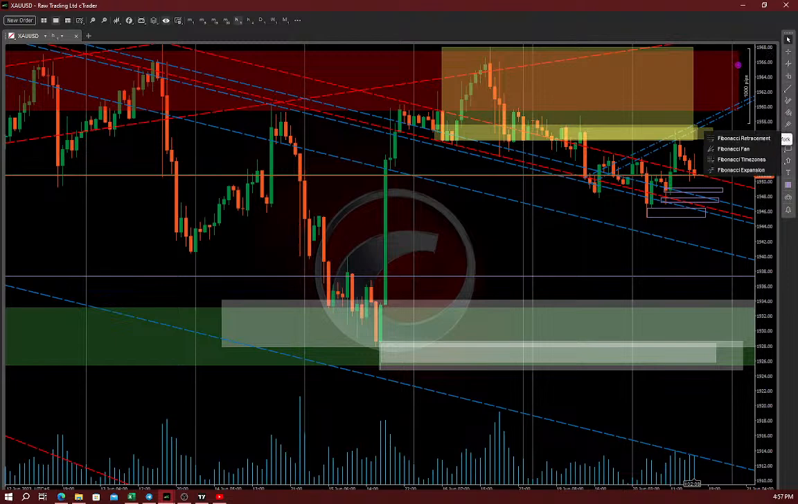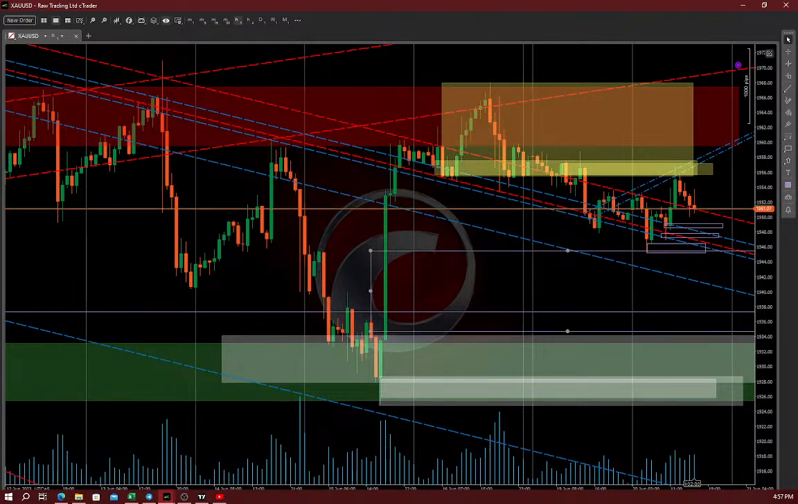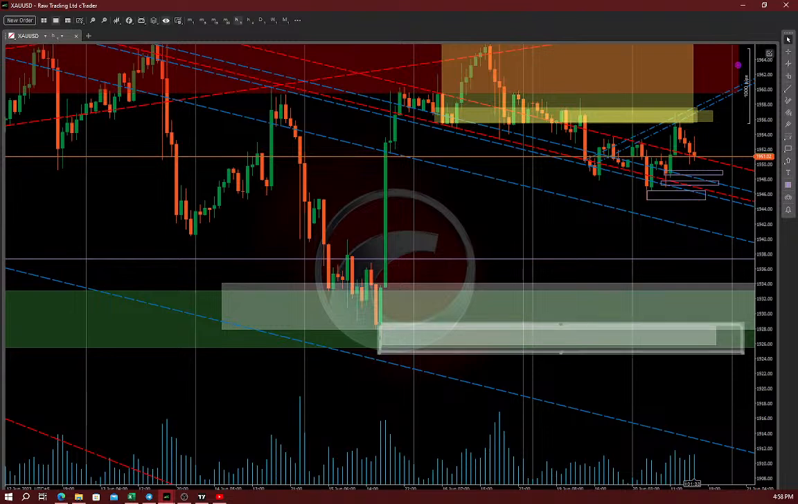Let me just draw it, so that would be better. Somewhere like this zone is a liquidity void zone. There is not a lot of trade there, so this zone has to get filled. So I believe that we will be seeing a downward trend here somewhere, and testing this buy zone once again.